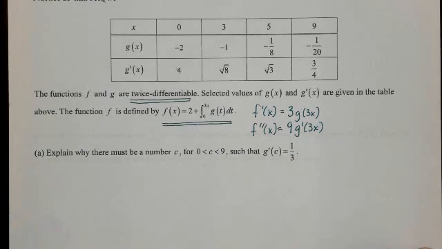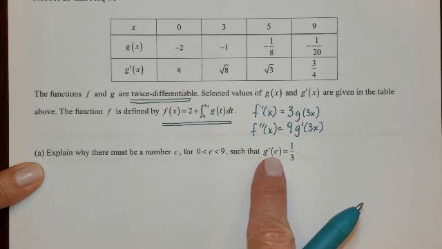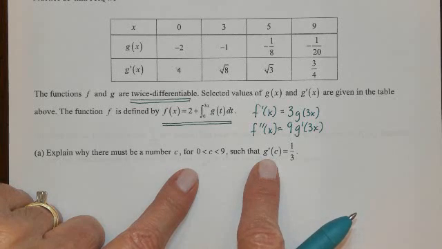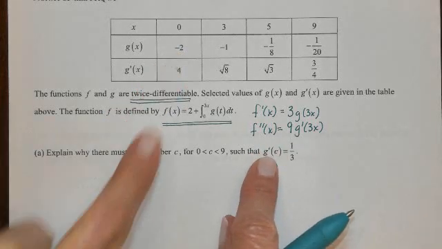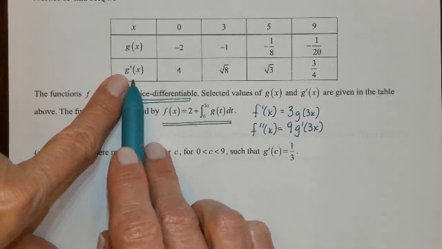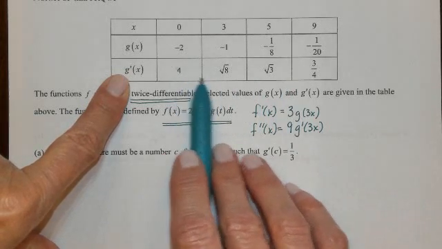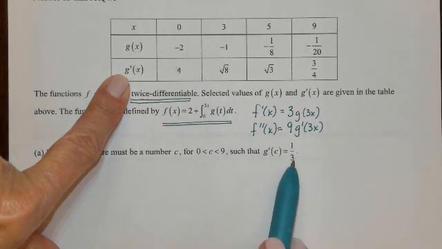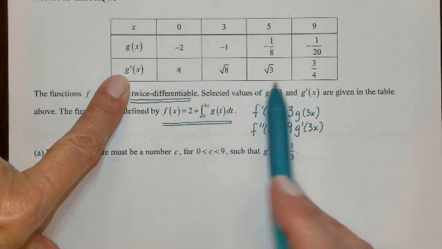Okay, part A. Explain why there must be a number c in between 0 and 9 such that g prime of c is a third. When I see this, usually when I see the g prime, I think, oh, we're talking MVT. I'm going to use values of g and use MVT to show that there must be this value of c. Now in this case though, since they give me g prime of x as well, this might be an IVT problem. If 1/3 is in between 2 of the g prime values, then I could just use the IVT. But when I look at this, 1/3 does not appear to be in between any of these g prime values. So it's not going to be IVT.